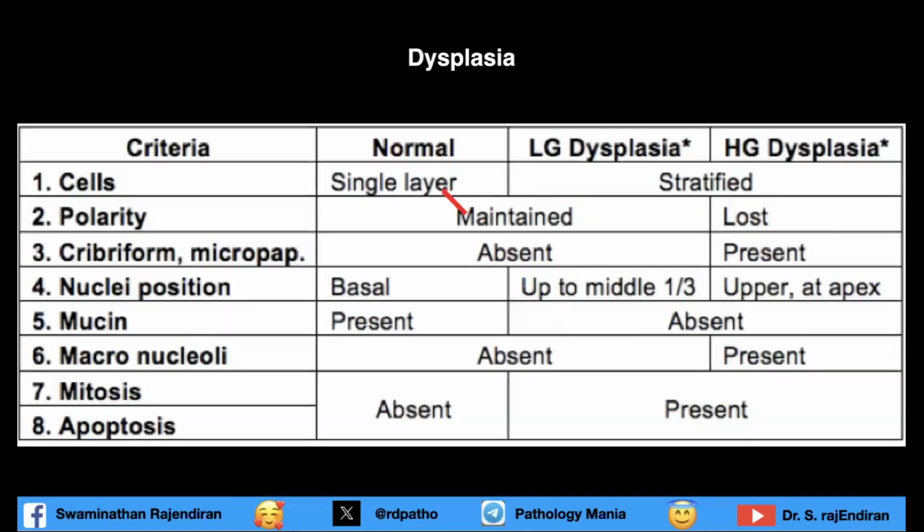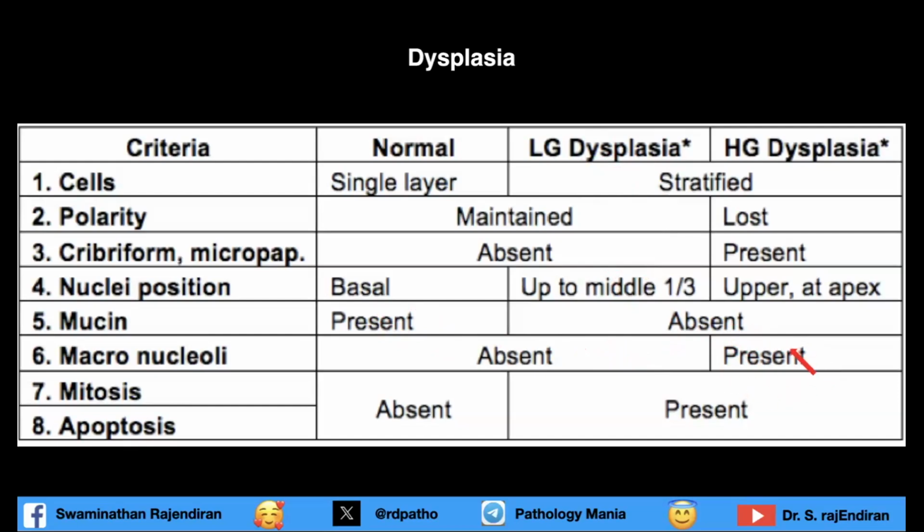Again, dysplasia, what I mentioned is again mentioned in this table. So normal: single layer, nuclear basal, mucin present, no mitosis, no apoptosis. Low-grade dysplasia: stratified, polarity is maintained, no cribriforming, micropapillae or comedonecrosis, nuclei in the middle one-third. Mucin can be absent, or in low grade, mucin can be present.